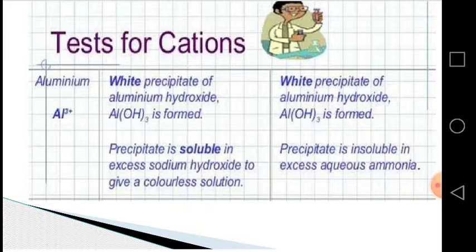Then we go for the difference between zinc and aluminum with the help of aqueous ammonia. When we add aqueous ammonia, both zinc and aluminum form white precipitates, and if these white precipitates are soluble in excess of aqueous ammonia, then this is zinc, and if these white precipitates are insoluble in excess aqueous ammonia, then aluminum is present. So this is the difference between these three: calcium, zinc and aluminum ions.